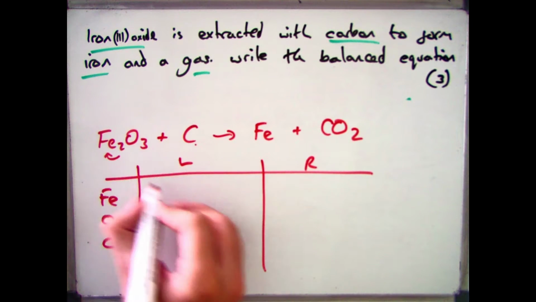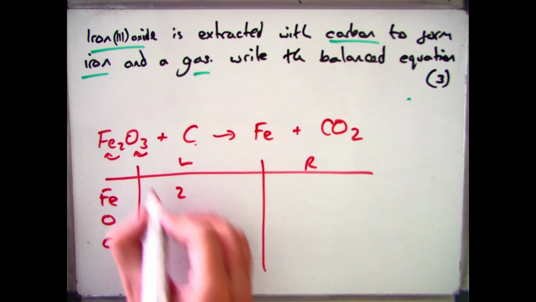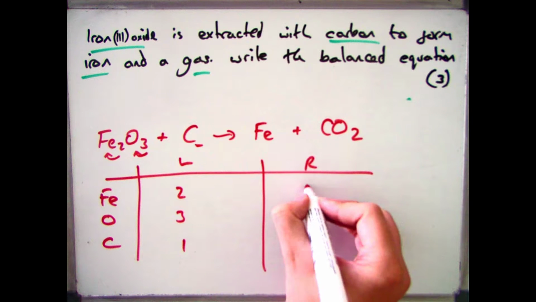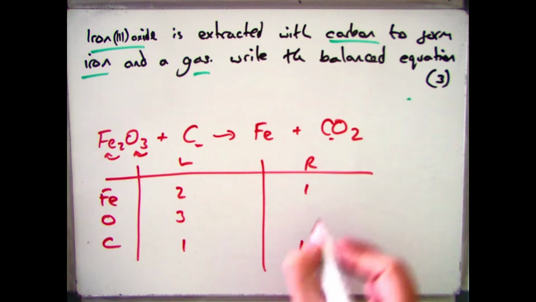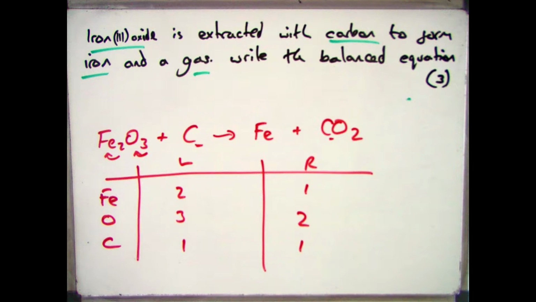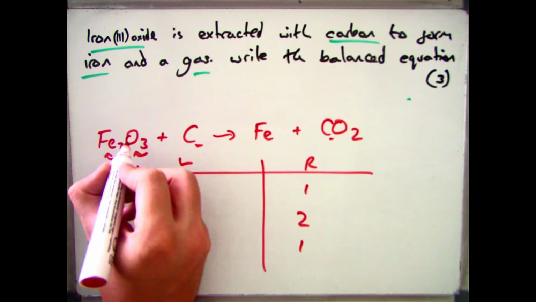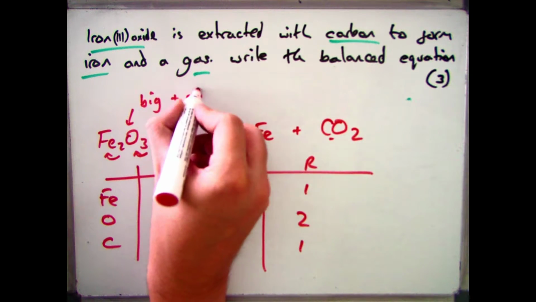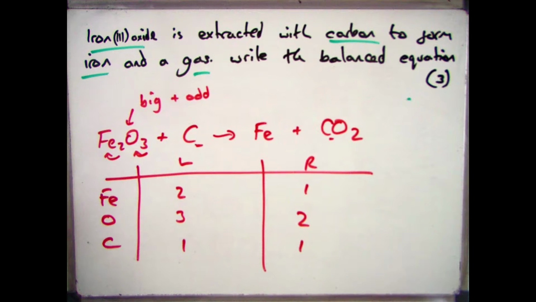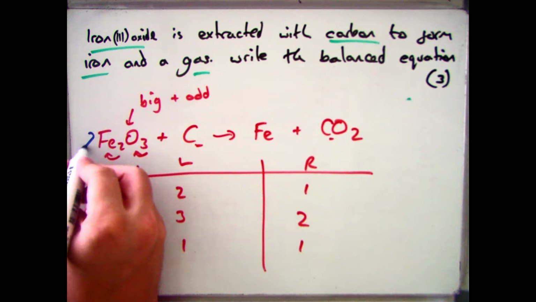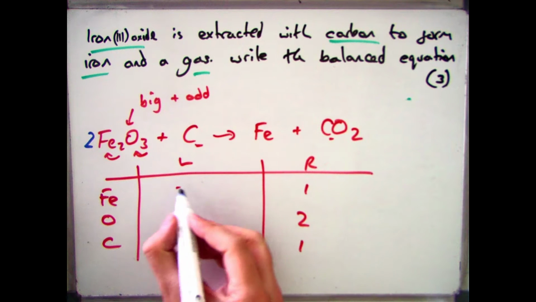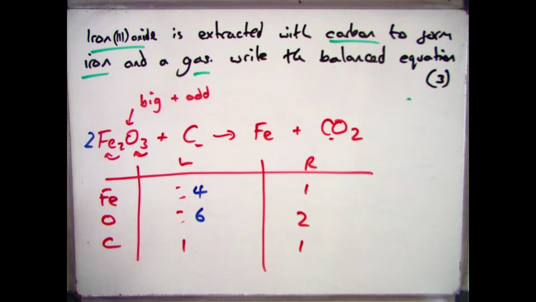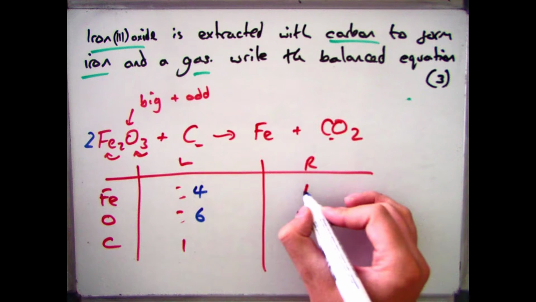So on the left hand side I have 2 irons, I have 3 oxygens, and I have 1 carbon. On the right I have 1 iron, 1 carbon and 2 oxygens. So as I've said in the past, we've got a big compound here, and it's got some odd numbers in. Well, oxygen is 3. So we start off by doubling that. So put a 2 in front of that and recount. I had 2 irons, I've now got 4. I had 3 oxygens, I've now got 6. And then we can reevaluate.